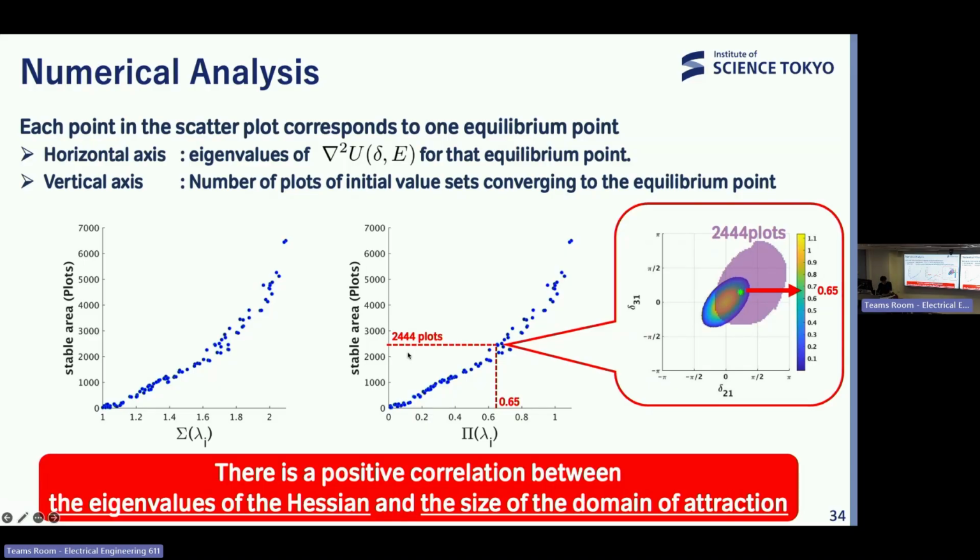So this scatter shows the result of this same analysis for 100 equilibrium points. The result shows a positive correlation between the size of the Hessian and the domain of attraction. This suggests that, for example, when focusing on the sum of eigenvalues, the magnitude of the domain of attraction can be compared by the size of the Hessian of potential energy functions.